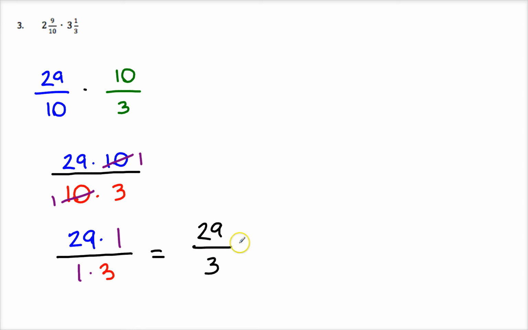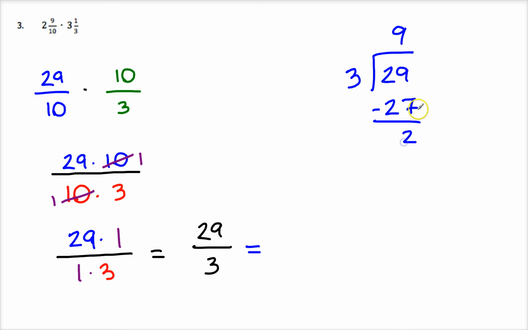Last step is to change this to a mixed number. So we're going to divide 29 by 3. 3 will go into 29 9 whole times, and my remainder is 2. So I get the mixed number 9 and 2/3 for my answer to this problem.